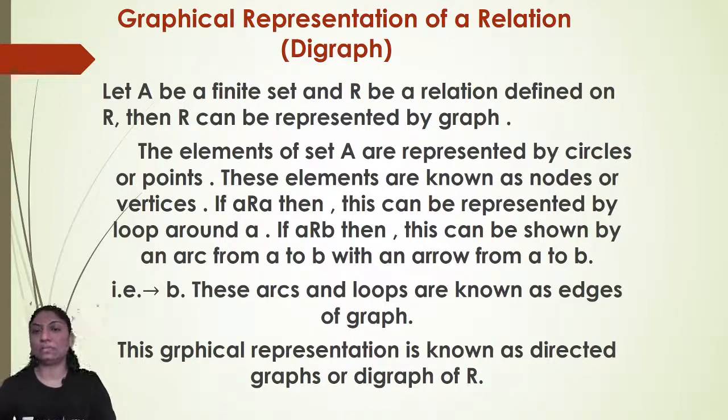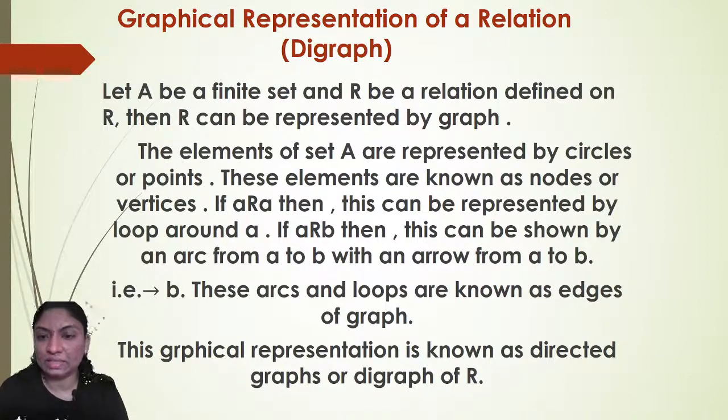Now the graphical representation of a relation, a digraph. Digraph means a directional graph. The directions are given for the graph. That is your diagram. Let A be a finite set and R be a relation defined on the set A, then R can be represented by a graph. The elements of a set are represented by circles or points, and these elements are known as nodes or vertices.